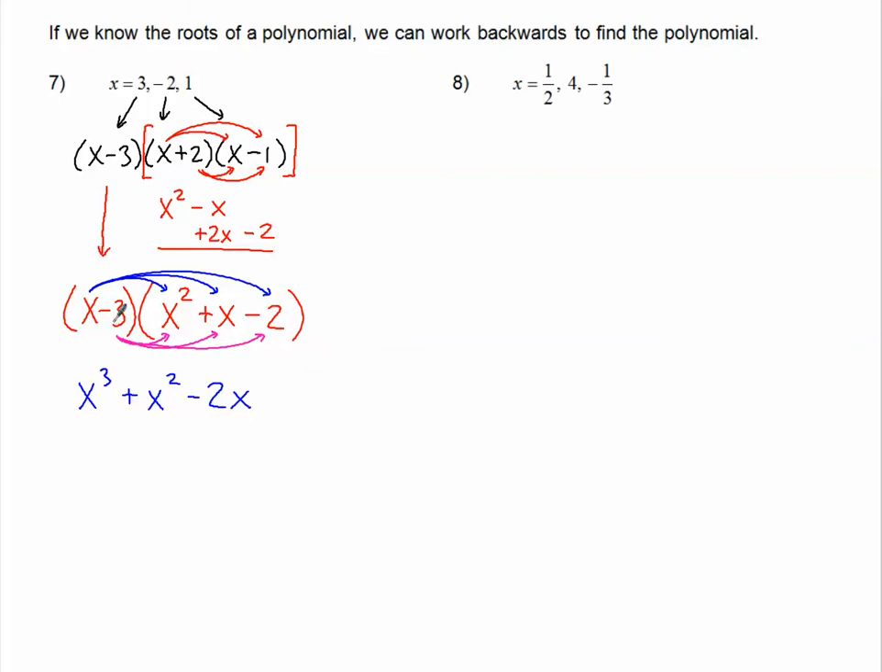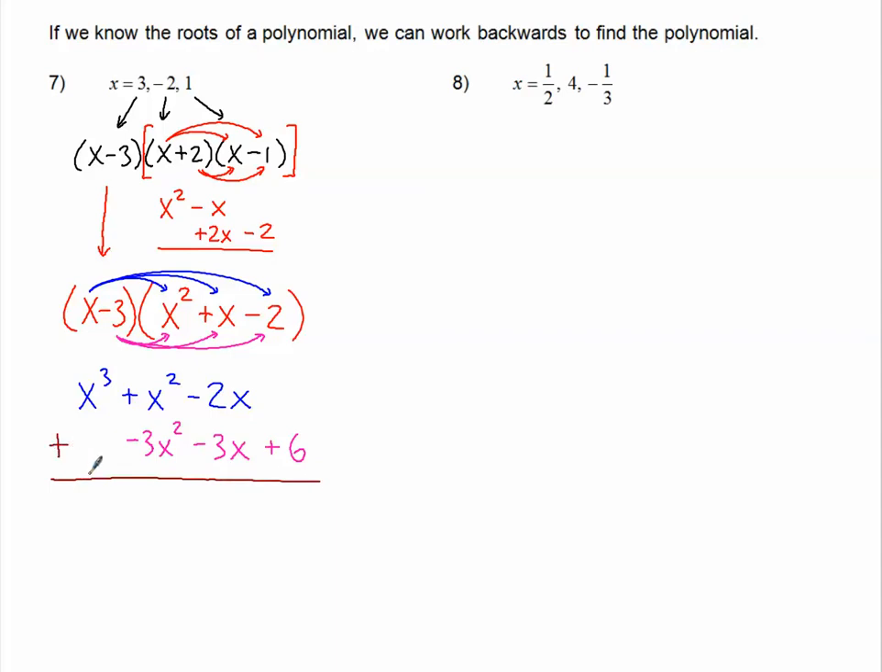So negative 3 times x squared, I'm going to be smart and put it right underneath its like term, because I'm going to have to add like terms anyway, might as well line them up. So negative 3x squared. Negative 3 times x is negative 3x. And that conveniently goes underneath its like term. And then negative 3 times negative 2 is positive 6. So all we have to do is draw a line and add all this together.